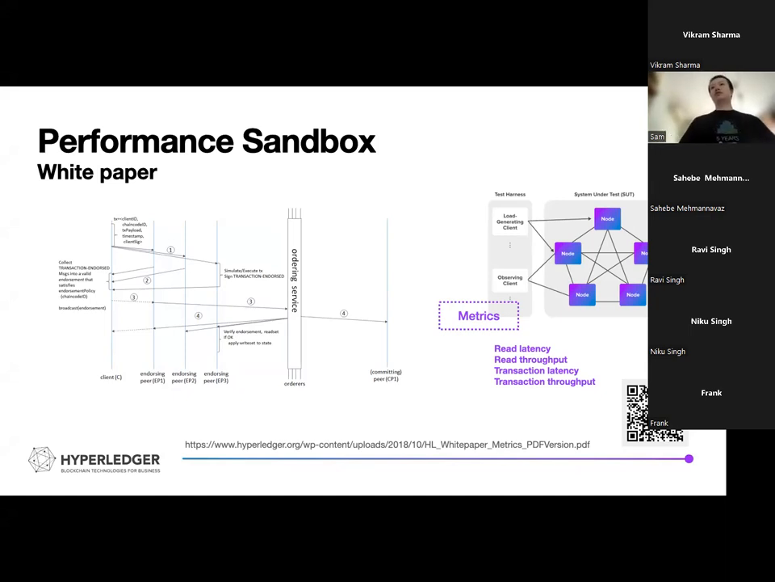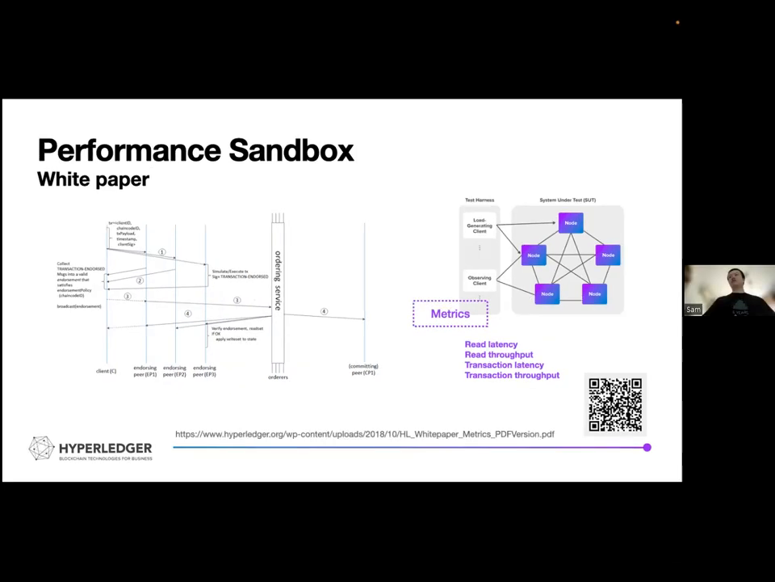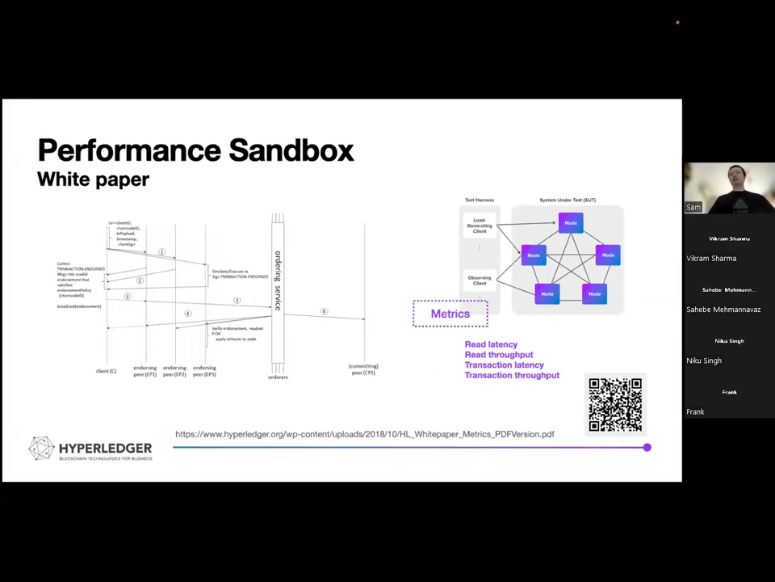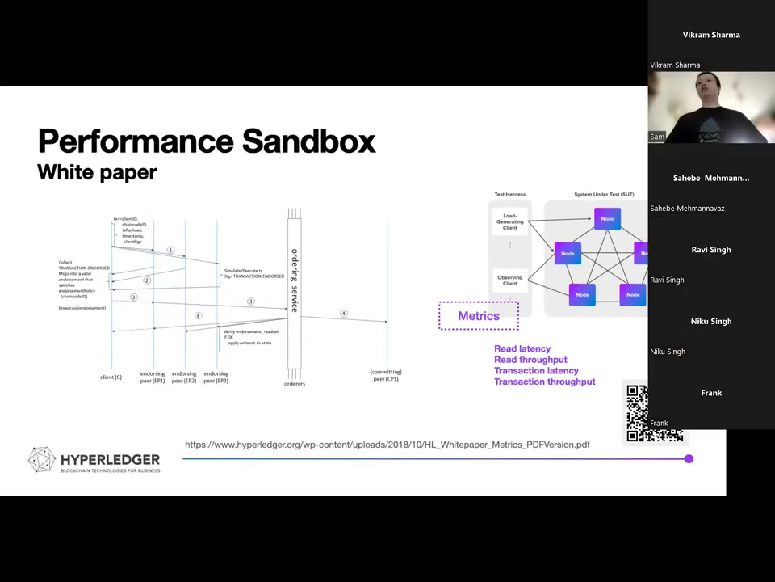So adopted with Fabric, there are four steps for this transaction workflow. First, the client sends the request to peers for endorsement. Second, the client waits for the peers' responses as the result of this endorsement. And the third step is the client sends to the peer or orderers, waiting for the ordering service to generate a block.